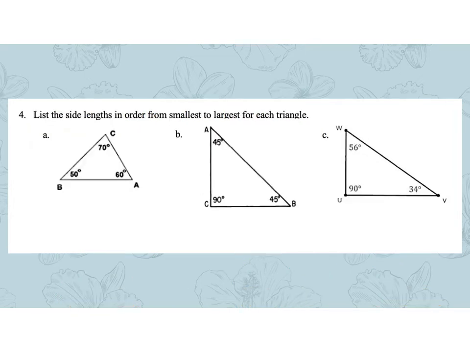Question 4 says to list the side lengths in order from smallest to largest for each triangle. So I want to start with my smallest angle and draw an arrow across to the opposite side. This side, CA, is my shortest side.